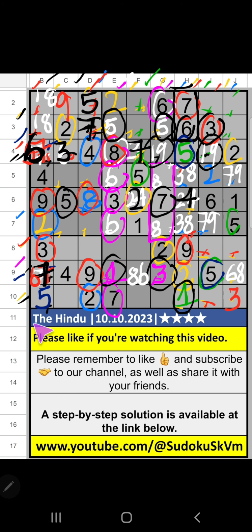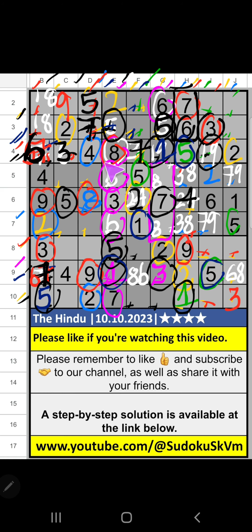10th row, column F, we have 5. So 5 can't come these cells, then 5 is confirmed here. Then column E, we have 5. So 5 can't come in the cell, then 5 is confirmed here. Column E, column F, we have 1. So 1 can't come these cells, then 1 is confirmed here.